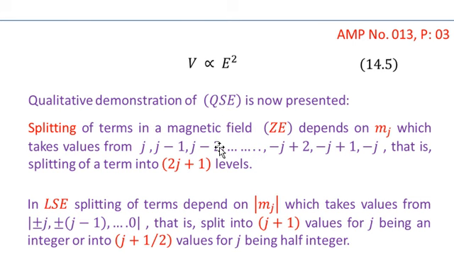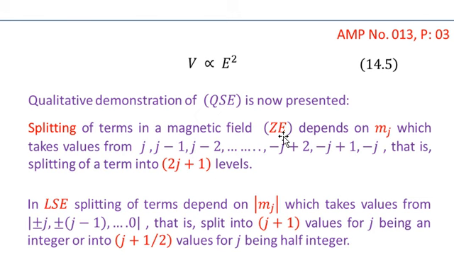Splitting of terms in a magnetic field, which we call the Zeeman effect, depends on the magnetic quantum number mj, which takes values from j to minus j in integer steps. That is j, then j minus 1, then j minus 2, and so on up to minus j. That is, there is a splitting of a term into 2j plus 1 values.